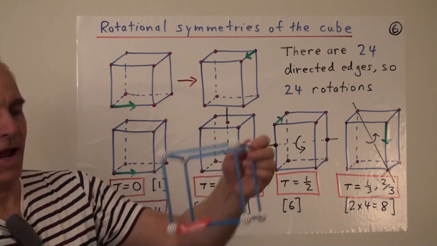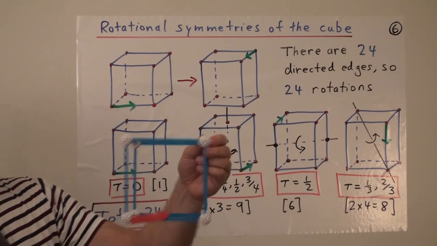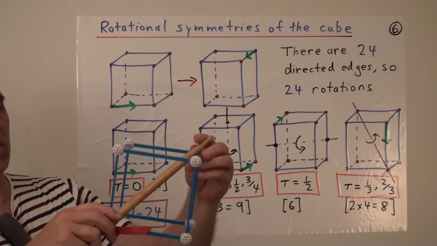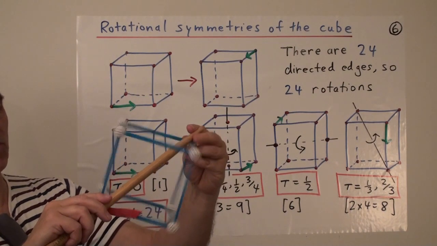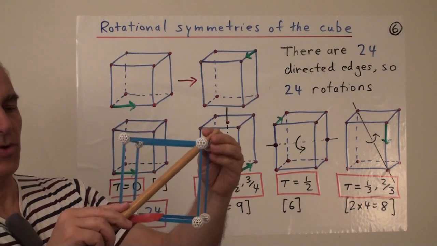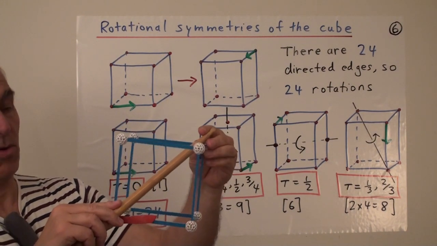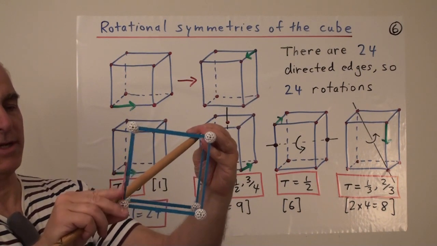So altogether, if we go back to our standard position and our axis like this, there is a rotation of 1/3, which would be like this, or there's a rotation of 2/3, or minus 1/3, which is like this.